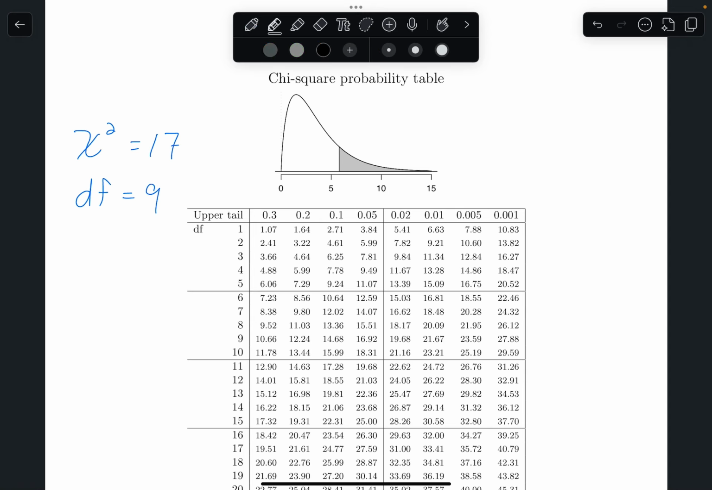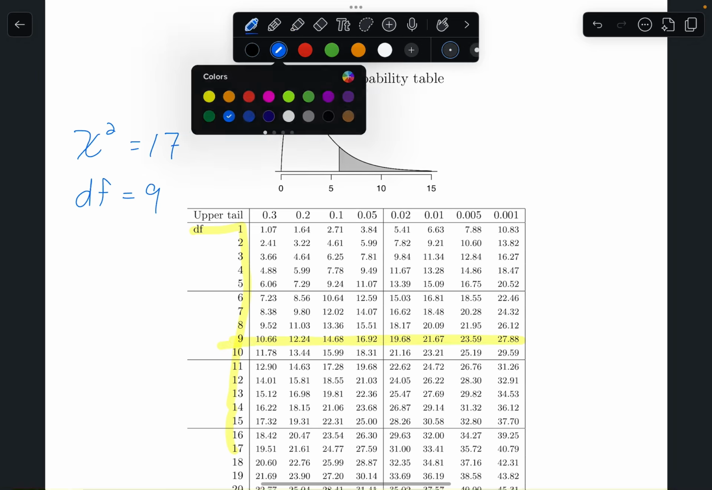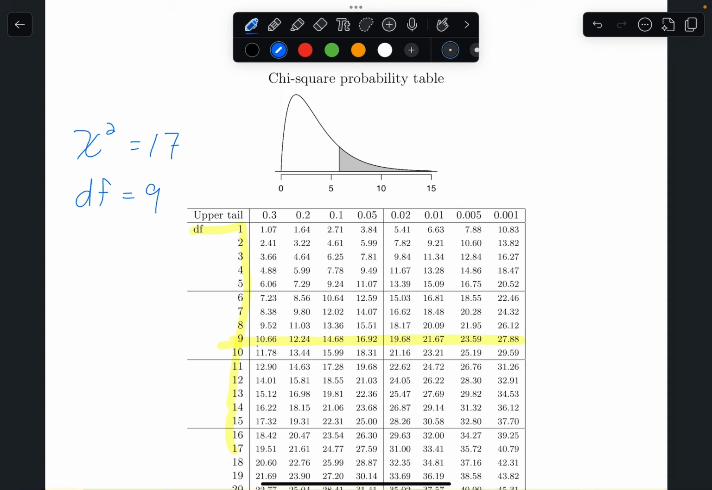So I'm going to start with my degrees of freedom again. Remember, that's this column over here on the left. Degrees of freedom are 9 means we're looking at this row. And I'm going to look for where does 17 live in this row. So it's not between 10.6 and 12.2. It's not between 12.2 and 14.68. It's not between 14 and 16. Actually, no, I just lied. It is between 16 and 19. I was thinking about a different number.